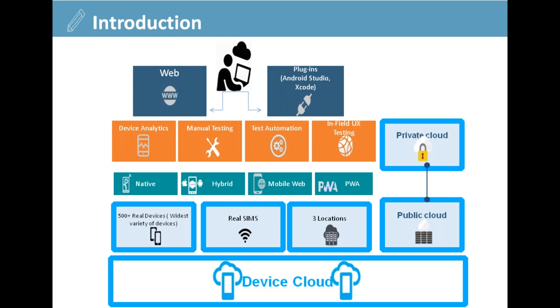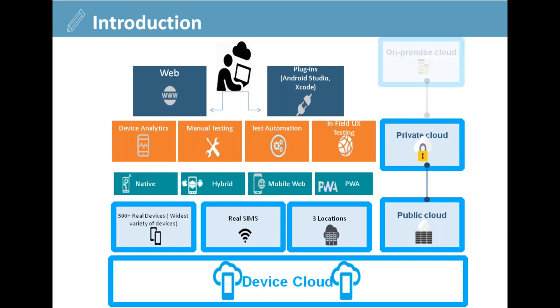The second offering is private cloud, which is basically an extension of public cloud, maintained by us in our own state-of-the-art data centers, where clients can request to connect specific devices, and those devices will be dedicatedly available for those clients, and can be accessed 24/7. This private cloud will not be accessible by any other customers. It will be accessible only by the customer who is opting for it.